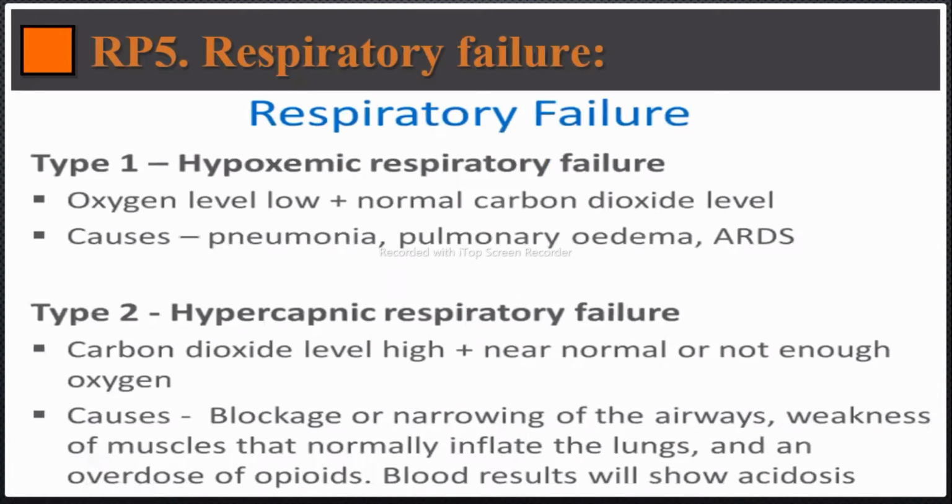Okay. So type 1 may be pneumonia, pulmonary edema, ARDS. Type 2 means the patient has deteriorated. So here, carbon dioxide retention. Okay, maybe blockage or narrowing of the airways, weakness of muscles. Okay, maybe overdose of opioids.